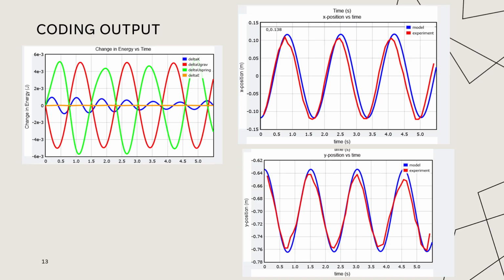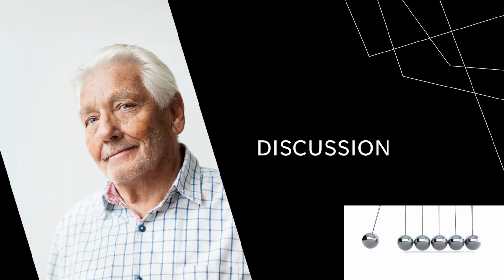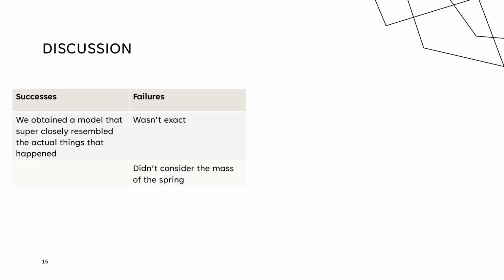And then here's the output in terms of the graphs. Quick overview of the energy graph. You can see that as force of gravity, let's say the change in gravity is negative, then our change in US is positive, and then the kinetic energy fluctuates between the two. Very interesting. And you can see in terms of our X and our Y data, the model almost completely mimicked the experiment. So let's discuss.